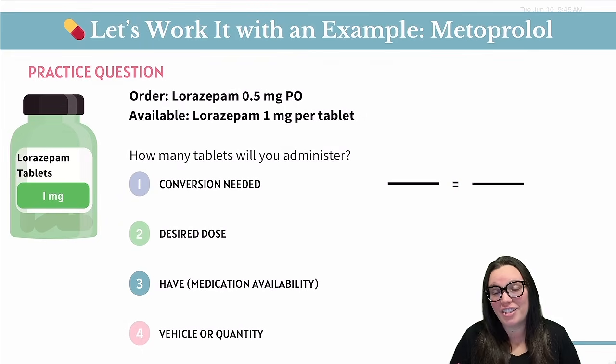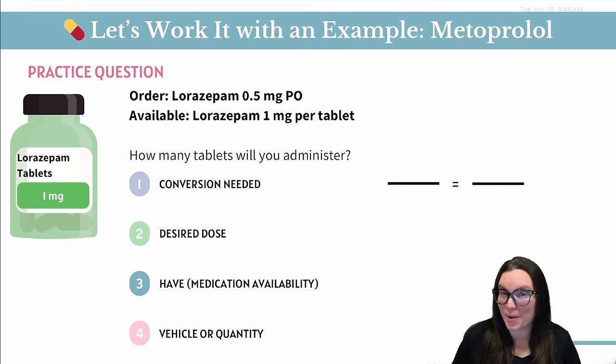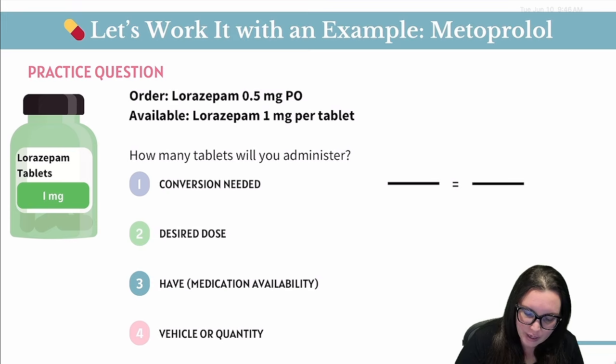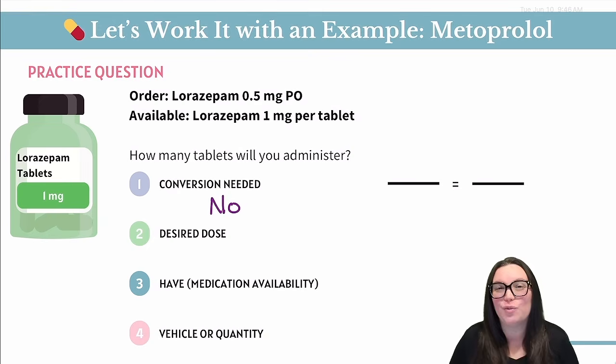So the practice question states that the order is for lorazepam 0.5 milligrams PO, and it's available in 1 milligram per tablet. So we need to figure out how many tablets we want to give. The very first question I always ask myself in these situations is, is there a conversion that's going to be needed? Based on what I can see, both are available in milligrams, so no, we won't be doing any kind of conversion for this problem.